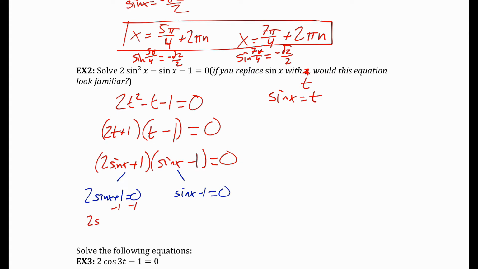To solve for x, on that left group, we're going to subtract 1 from both sides. We get 2 times the sine of x equals negative 1. To keep solving for x, we're going to divide both sides by 2. And we end up with sine of x equals negative 1 over 2.